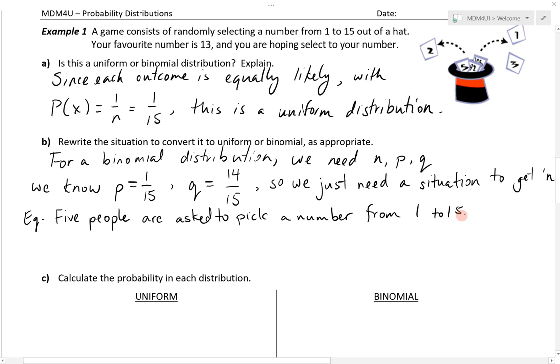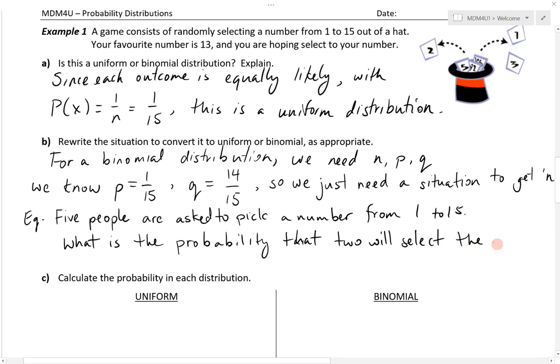Okay, so what is the probability that, let's say, 2 will select the number 13? So what is the probability that, based in essence, 2 of these 5 trials will result in the number 13? So that 2 will select the number 13.